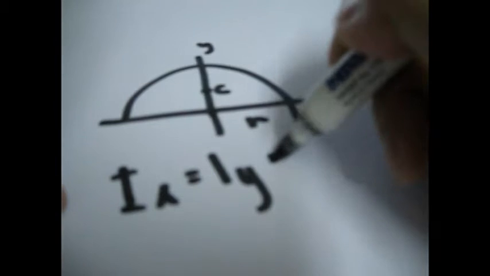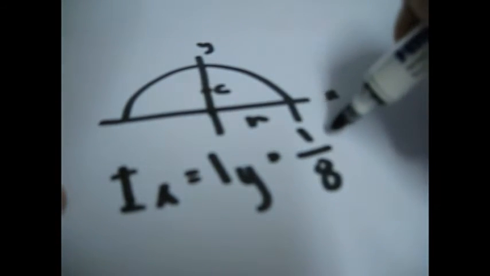Ix equals Iy equals 1 over 8 pi r to the 4th.